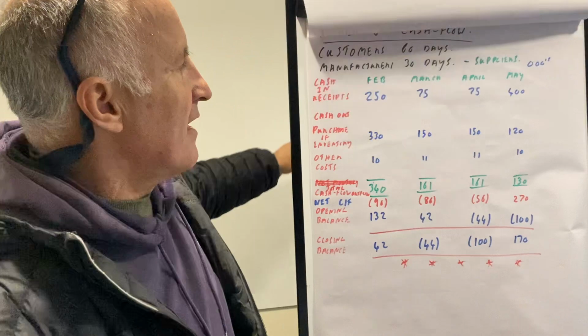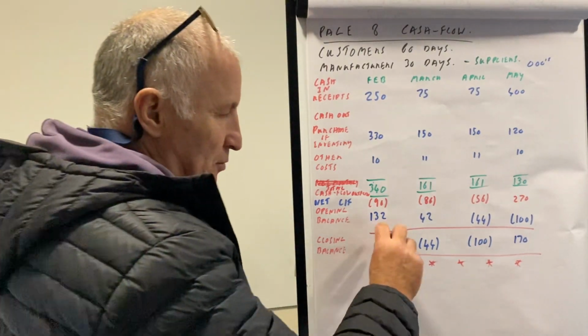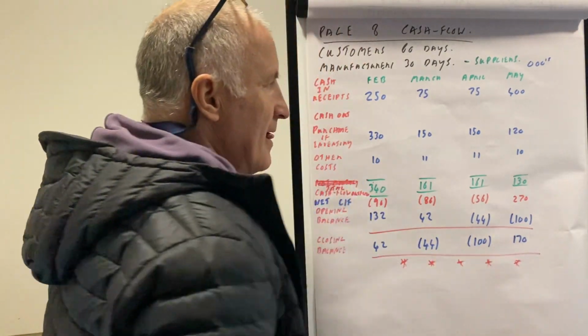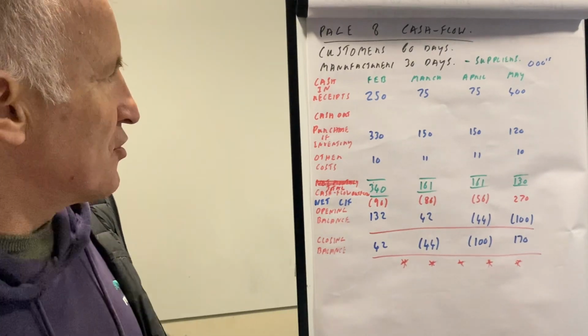Then we did a cash flow. Key line here is the bottom line. Here we need to borrow money. Can we solve this problem? In this case, we could do.